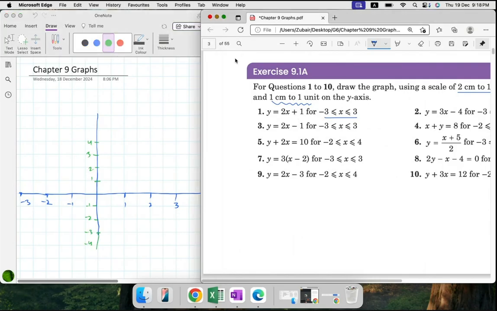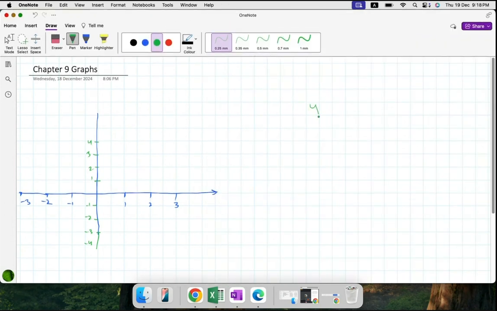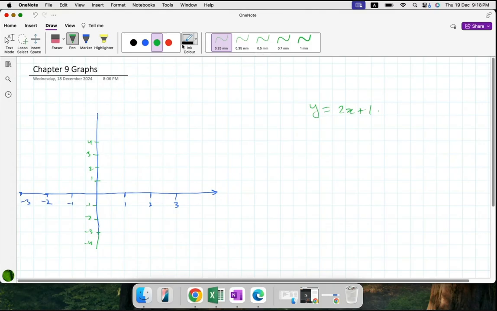Now the graph is y = 2x + 1. And let's assume we are making no mistakes, so 2 points would be enough. I'm taking 0, you may take any points. When x is 0, we substitute 2 times 0 plus 1, and I'm getting 1. Then let me say I take x = 1. So 2 times 1 plus 1 is 3. So at 1 it is 3. So basically x = 0, y = 1, and then x = 1, y = 3.